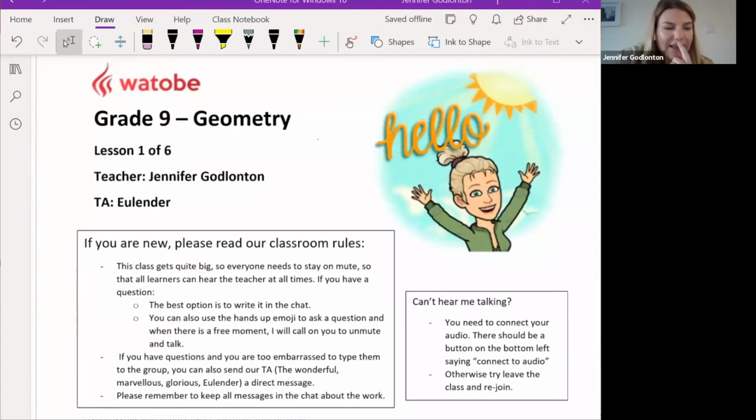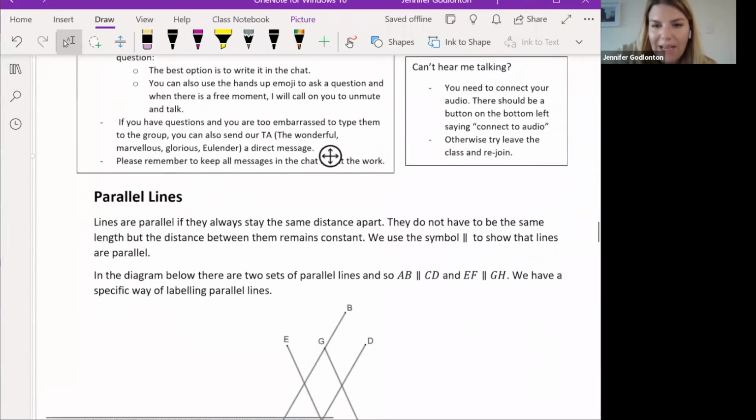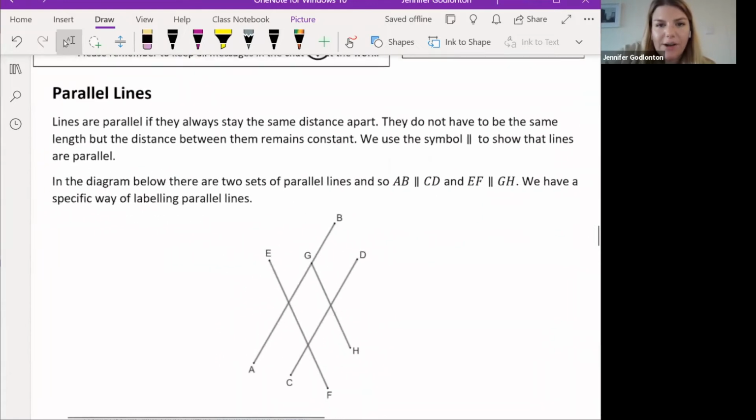Let's jump right in then. So we are going to dive into some parallel line geometry today. And the first rule that we are going to learn about is corresponding angles. But let's first understand what parallel lines are.